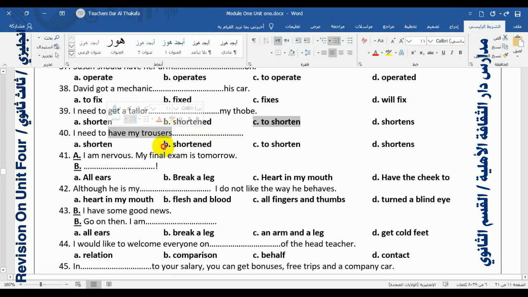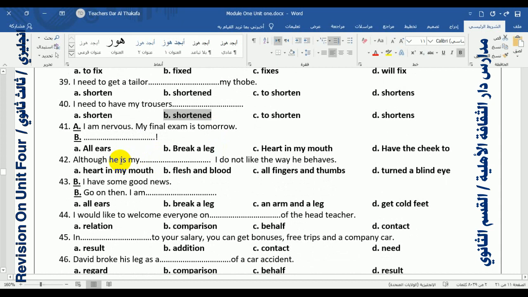Okay? تعال لي الإيديومز أو المصطلحات اللي قدامك. I'm nervous، الله متوتر. My final exam is tomorrow. I say ولا حظ موفق. Which one? All ears ولا break a leg ولا heart in my mouth ولا have the check too? Yes, break a leg means good luck.